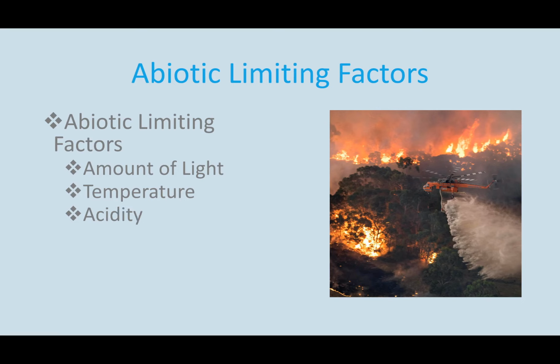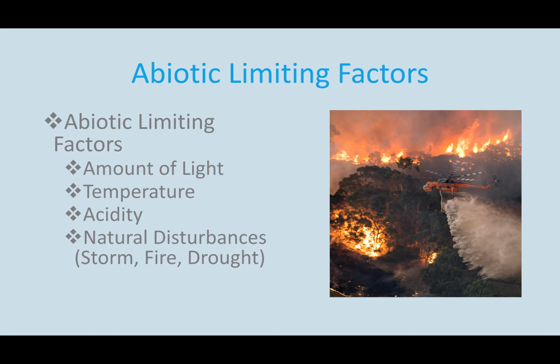Acidity, so the acidity of soil or in the water can affect how many individuals can thrive in a certain area. Natural disasters, storms, fires, or droughts can affect the population sizes. So you think of forest fires, those obviously can affect the population. It could wipe out a population, it can reduce it. Storms, tornadoes, hurricanes, anything like that, snowstorms, ice storms can affect that.